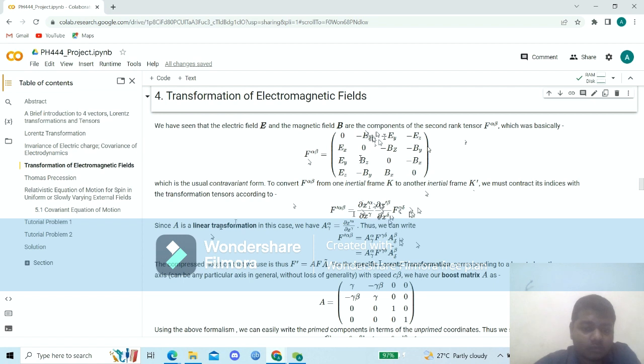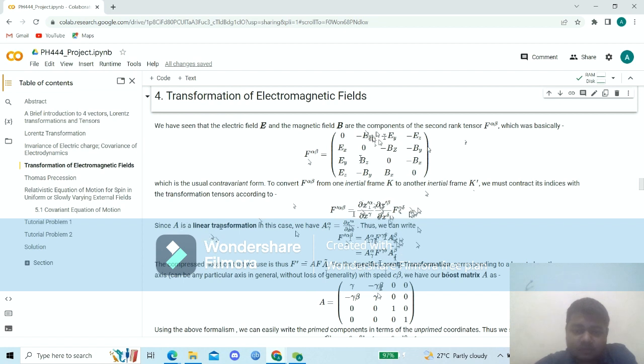So we can try to represent the following in the matrix form as well. So we can see that the boost matrix A for this transformation is basically a linear transformation, and we can write A alpha subscript gamma as del x prime alpha by del x gamma. So if we expand in terms of the matrix form, we can write F prime of alpha beta equal to A alpha subscript gamma into F of gamma delta, which is basically the field tensor in the unprimed coordinate system, into A beta subscript delta. And we can write the contravariant form as well. So if we use the compressed notation for this, we get F prime equal to A F A transpose.